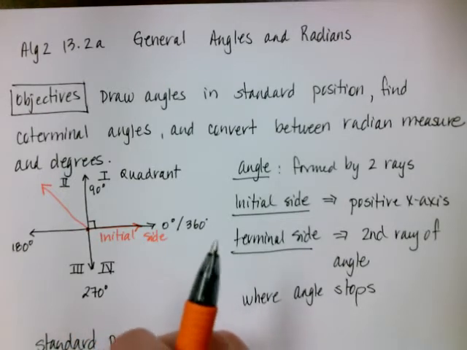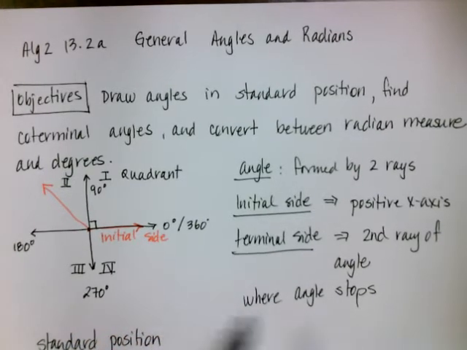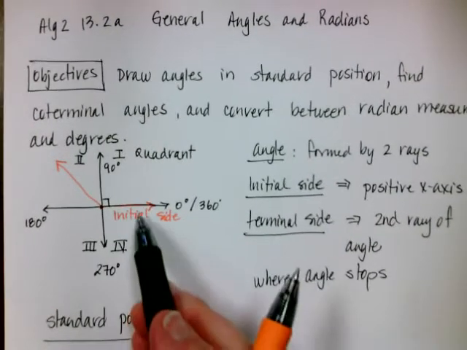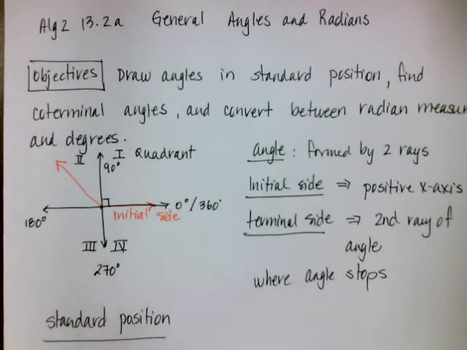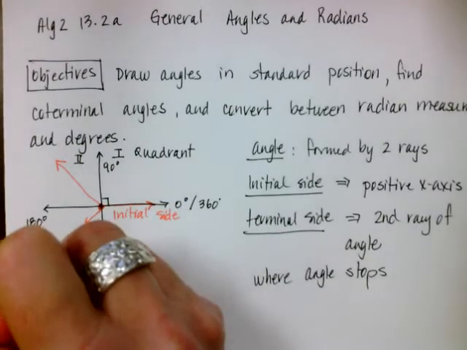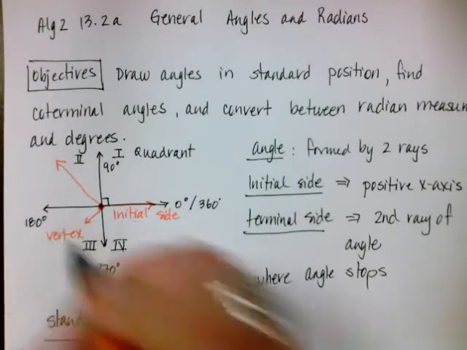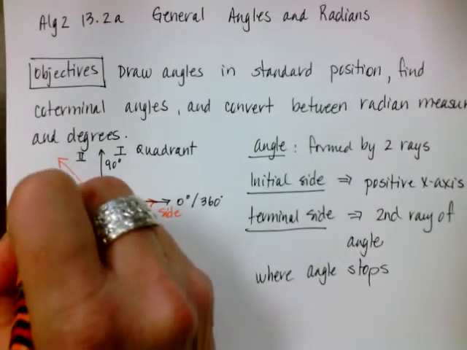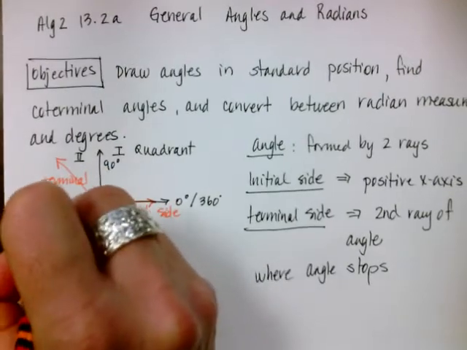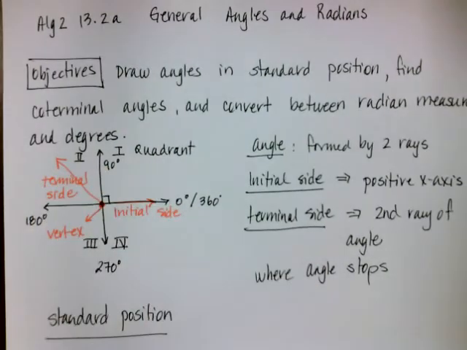Sorry, I was having a hard time spelling standard. Standard position is like our orange angle that we have up above. The initial side is always on the positive x-axis. The vertex, I'll make that dot a little bit bigger. This is the vertex. Okay, and then this would be our terminal side over here. All right, so that's what's called an angle in standard position. Alrighty. Now let's talk about angles rotating.